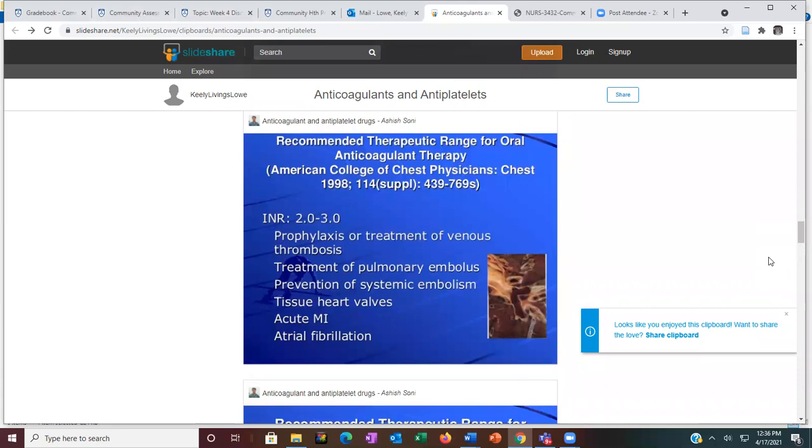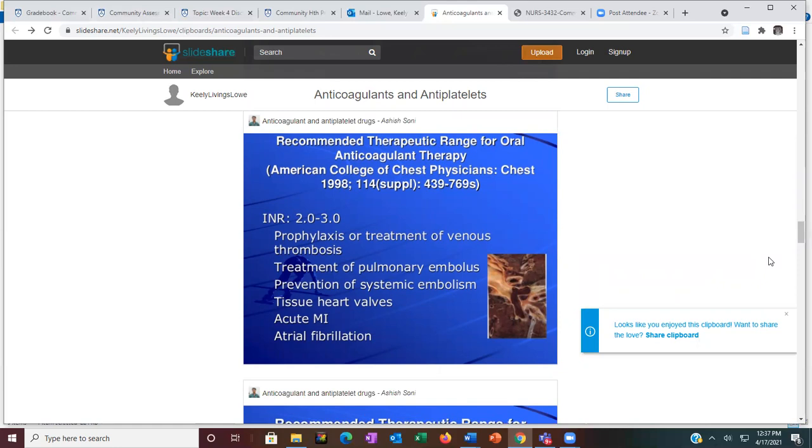So what's recommended for this warfarin or Coumadin that patients are taking orally? We want our patients who are on warfarin or Coumadin to have an INR of 2 to 3. The time it takes for clotting to happen when taking warfarin or Coumadin should be 2 times to 3 times the clotting time it would be if they didn't have that. So again, prophylaxis or treatment.